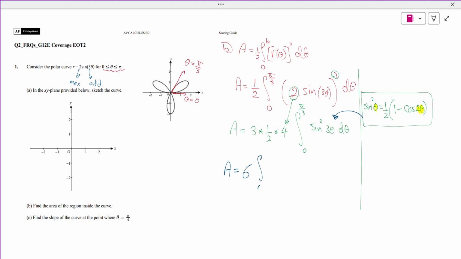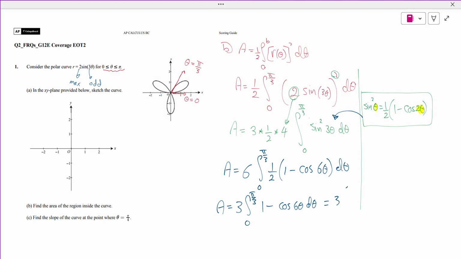Times the integral from 0 to pi over 3 times 1 over 2 bracket 1 minus cos of 6 theta d theta. And here we have the area equals 1 over 2 times 6, it's 3, times the integral from 0 to pi over 3, 1 minus cos of 6 theta d theta. And this is equivalent to what?